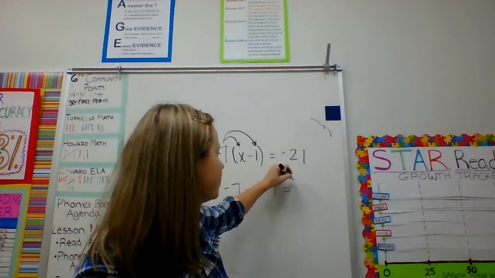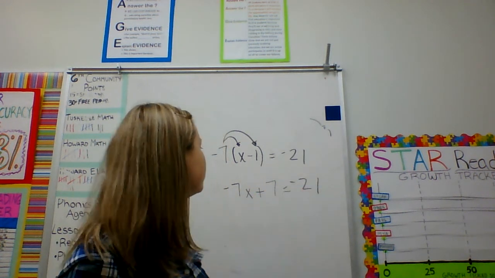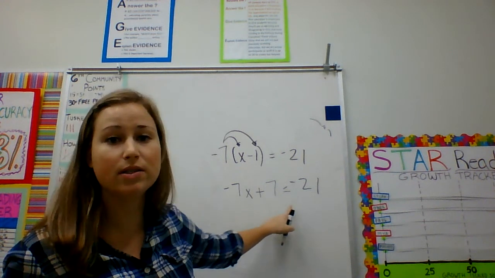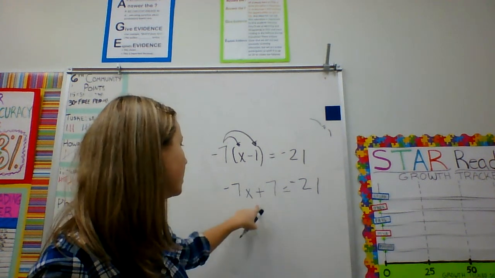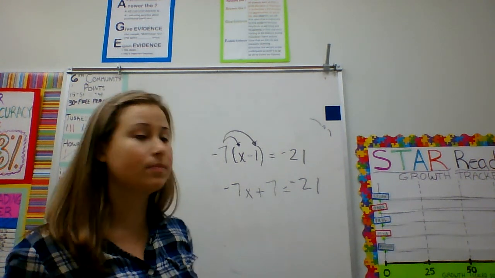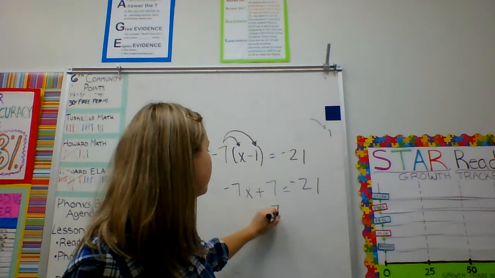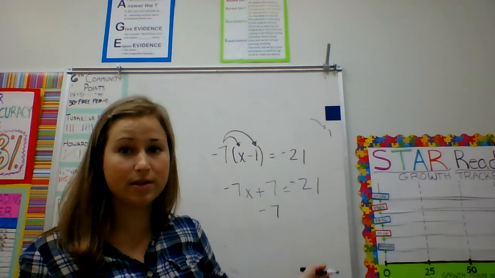Bring down my equal sign and the number after my equal sign. So I have -7x plus 7 is equal to -21. I see addition, I need to do the opposite. Subtract 7. What I do to one side, I do to the other.